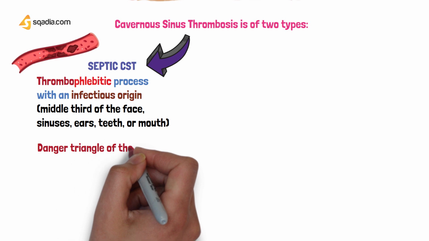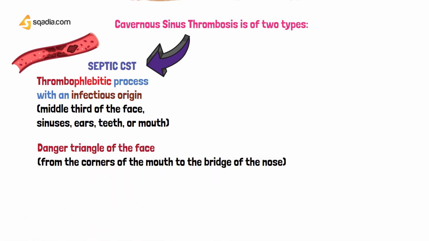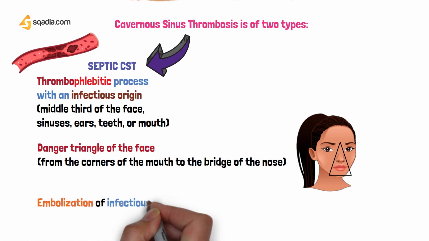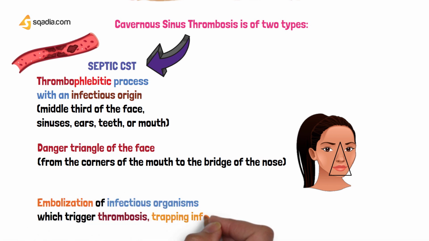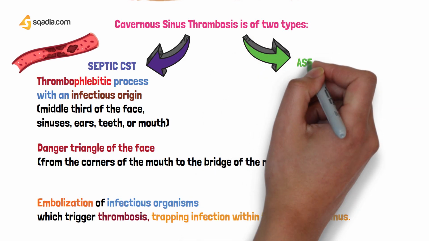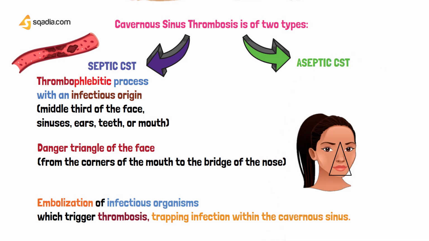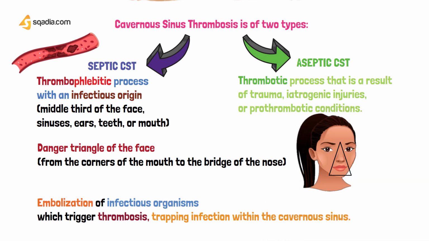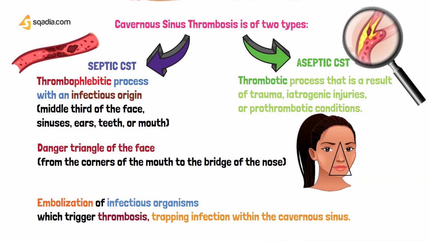The danger triangle of the face originates from the corners of the mouth and extends to the bridge of the nose. So, in septic cavernous sinus thrombosis, this danger triangle is involved. There is embolization of the infectious organism, which causes the formation of a thrombus, which is then trapped within the cavernous sinus, and within the cavernous sinus, the infection is trapped. Now, the aseptic cavernous sinus thrombosis, as the name tells us, is not due to bacterial infection. It could be due to trauma, iatrogenic injuries, or prothrombotic conditions.